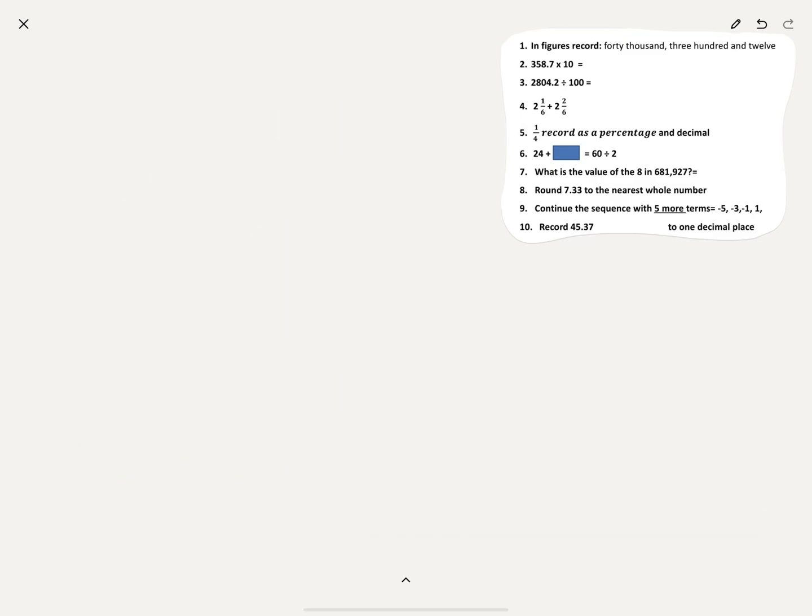24 add a block is the same as 60 divided by 2. Well, 60 divided by 2 is 30. So 24 add something is 30. 24 add 6. Okay.